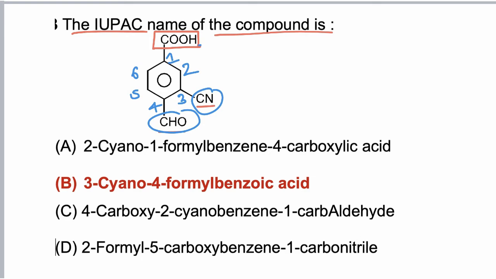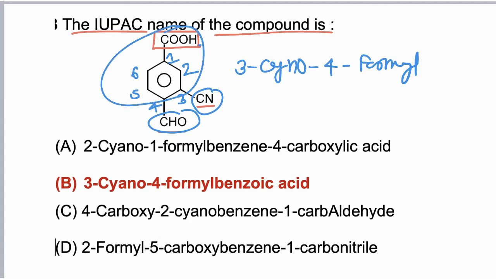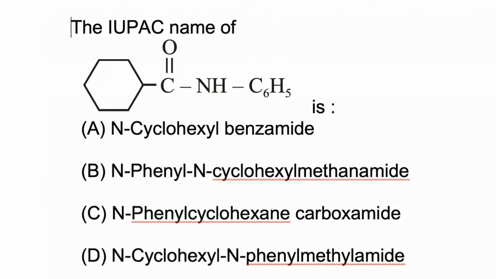So the name of the molecule is 3-bromo-3-cyano-4-formylhepta-2,4,6-trienyl benzoic acid. Now this is a complex substituent, and hence the name of a complex substituent must be written in brackets. So the correct answer is B, the IUPAC name of the compound.